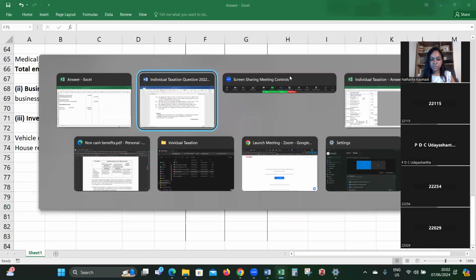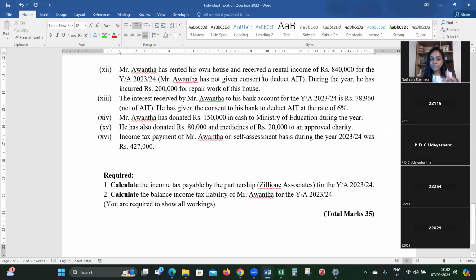Okay, that point is also done, but there's one part, right? Up to this point, we are okay. It says during the year, he has incurred 200,000 for repair work of this house. We will need that information later, but for now, we are considering the gross rental income. And then interest income received by Mr. Avantha to his bank account for the whole year is 78,960.